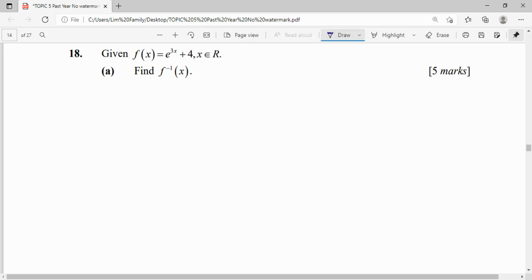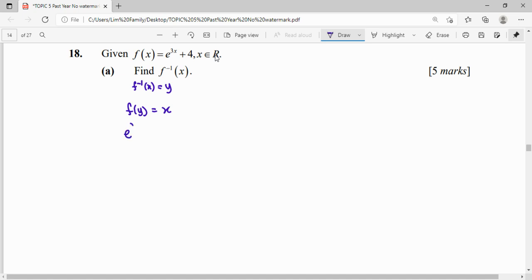For question 18, we are given an exponential function. x are real numbers, which means we have no limit here. We are taking all parts of our graph, all the real numbers. Find f inverse. So we will start our f inverse. Let f inverse equal y. Then f(y) equals x.